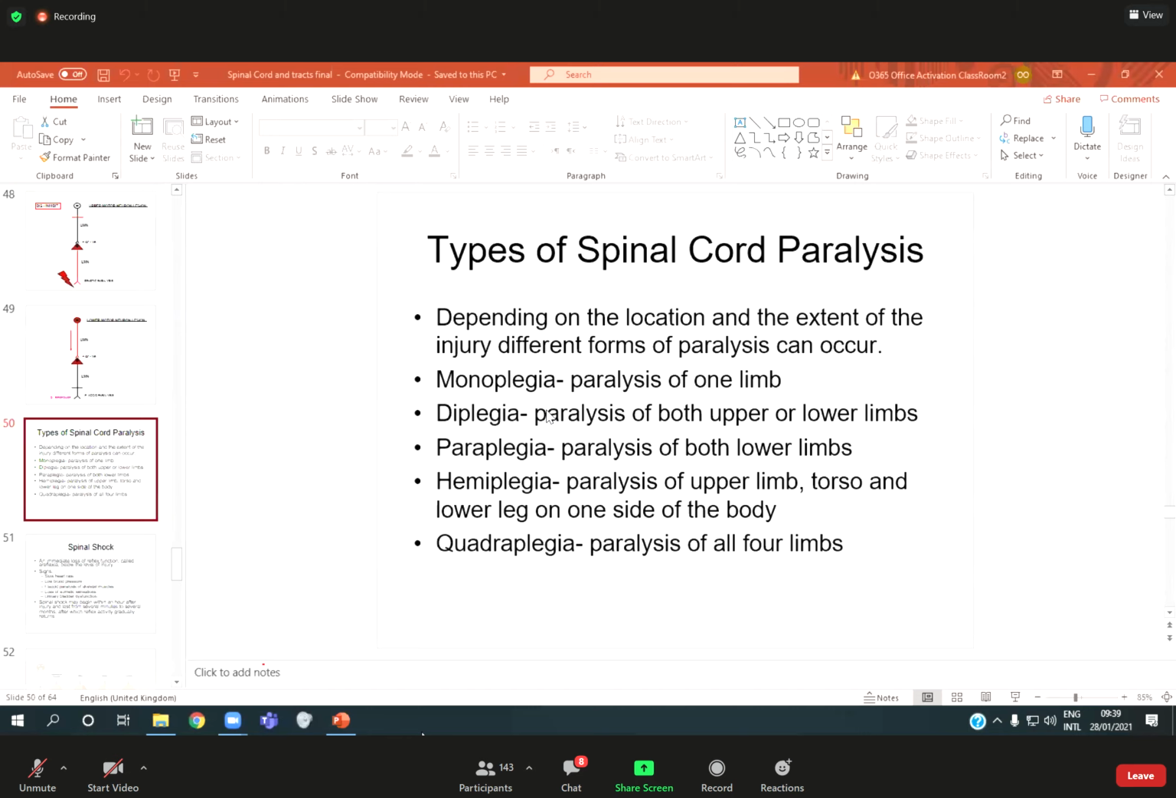While you lose the lateral white column is basically representing the fibers from the opposite side of the body. So below T4, you would lose pain and temperature and crude touch and pressure on the opposite side.